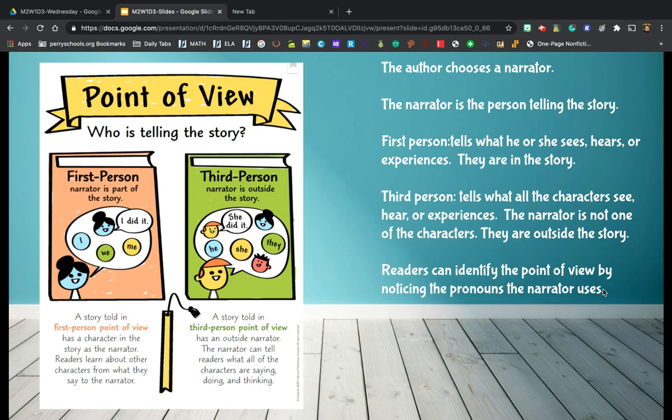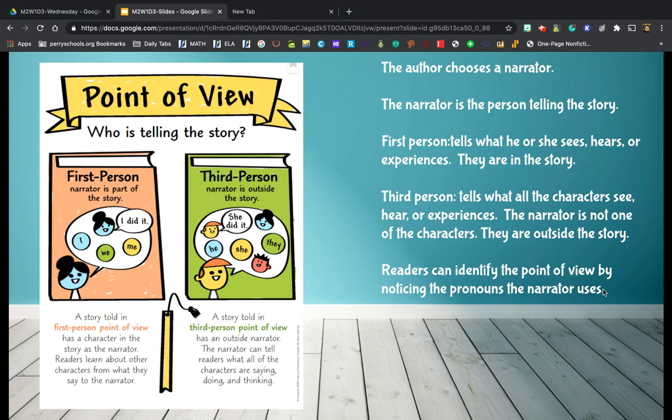So remember, point of view is who's telling the story. The author, when they are writing the story, chooses who the narrator will be. The narrator is the person telling the story. First person point of view tells what he or she sees, hears, or experiences. They are in the story. Third person point of view tells what all the characters see, hear, or experience. The narrator is not one of the characters. They are outside the story.